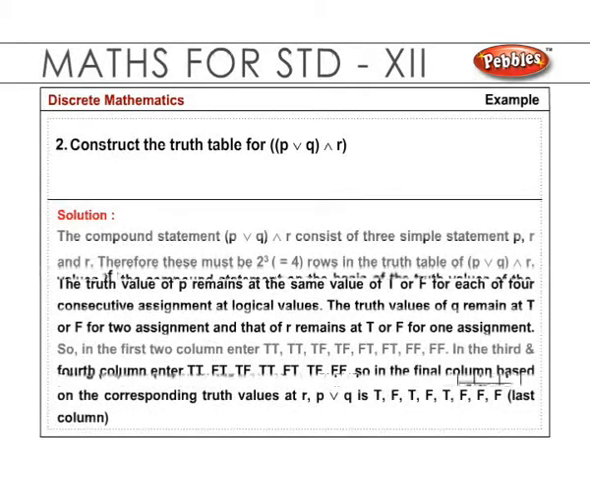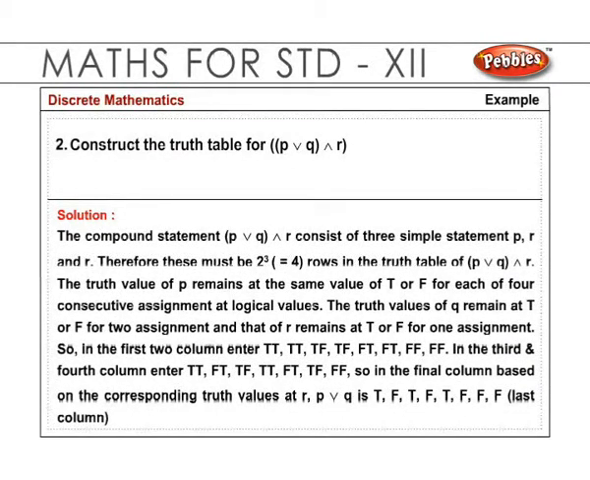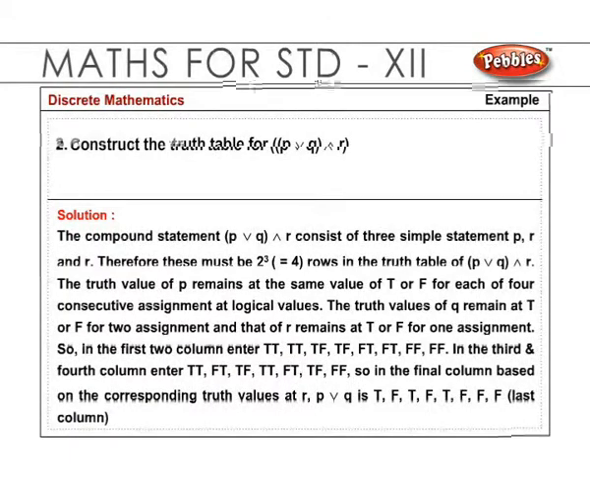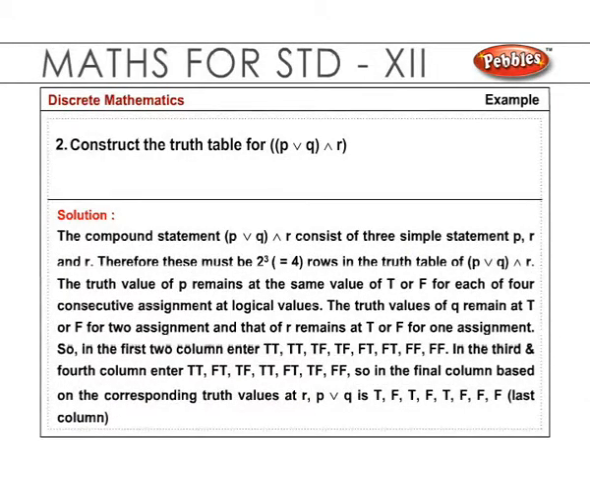The compound statement P or Q and R consists of three simple statements P, Q and R. Therefore, there must be 2 power 3, which is equal to 8 rows in the truth table of P or Q and R. The truth value of P remains the same value of T or F for each of 4 consecutive assignments of logical values. The truth values of Q remain at T or F for 2 assignments and that of R remains at T or F for 1 assignment.